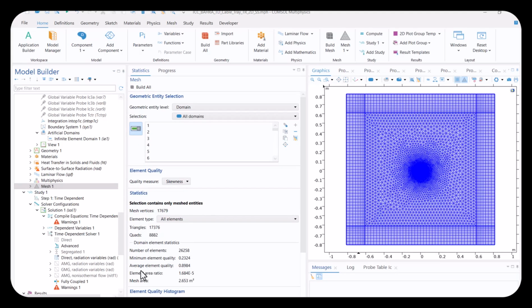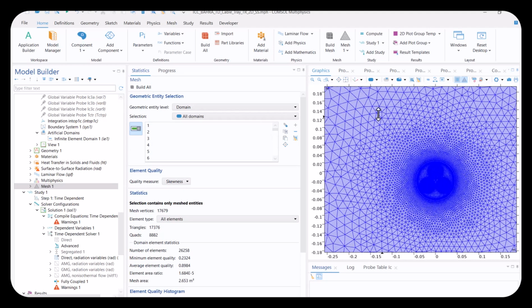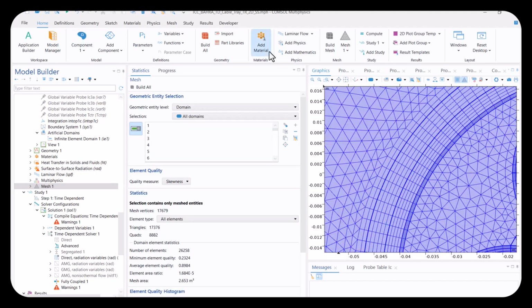Here is a view of the mesh. The average element quality is 0.8984. Boundary layers were used to capture the large temperature gradients.